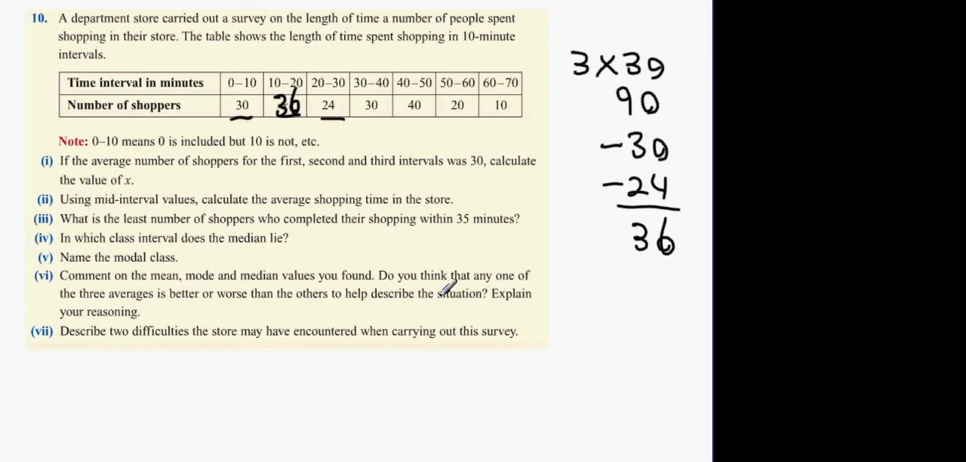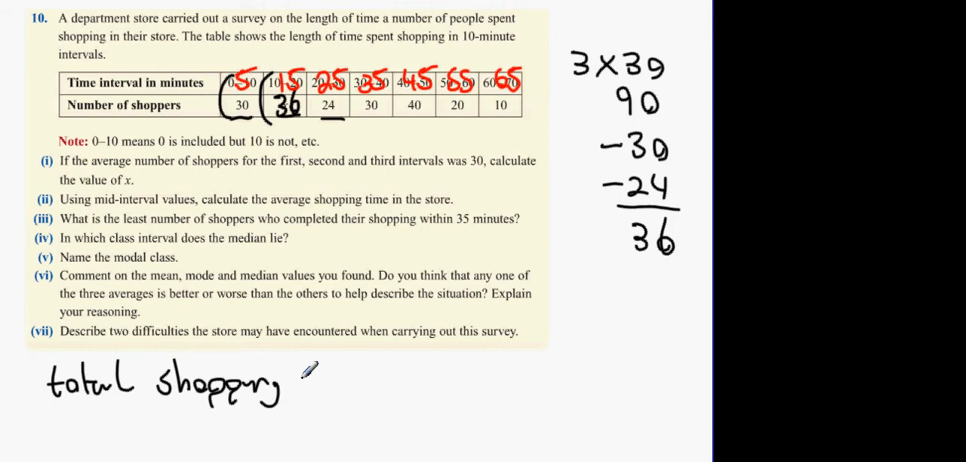Okay? Now, using mid-interval values, calculate the mean shopping time in the store. That's going to be 5, 15, 25, 35, 45, 55, and 65. We now multiply them all out to get the total number of minutes. We're going to find the total shopping time first. Okay, so the mean is the total shopping time divided by the number of shoppers.